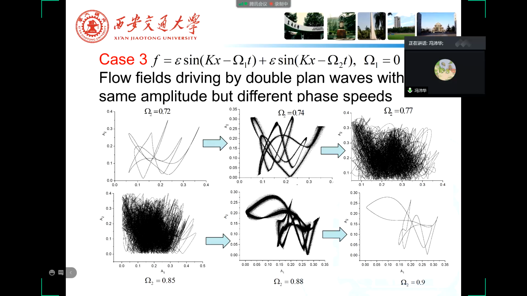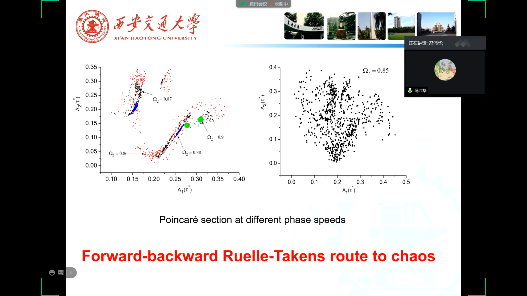Actually, when we increase omega 2 continuously, we discovered the same process, completely the same process again and again. And after several or 5 times, the system will go back to the chaotic system and never go back to periodic cases.